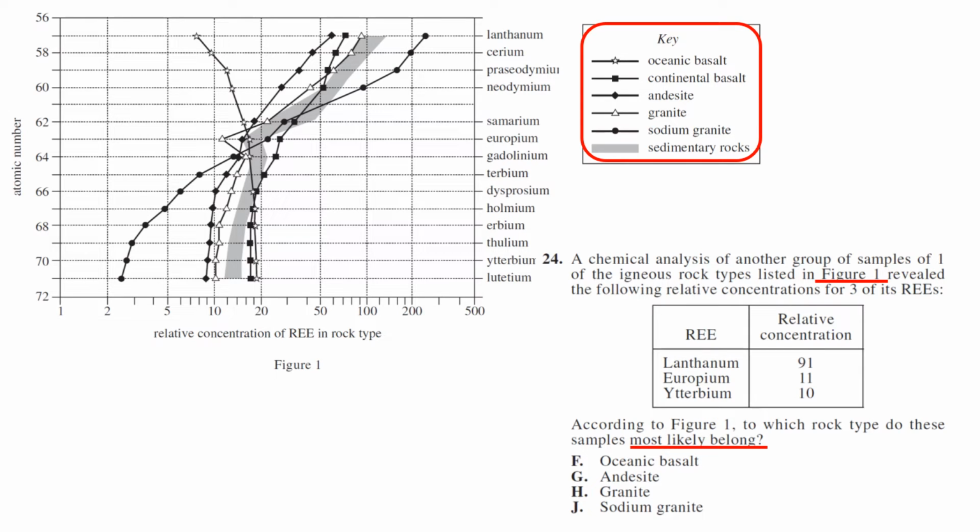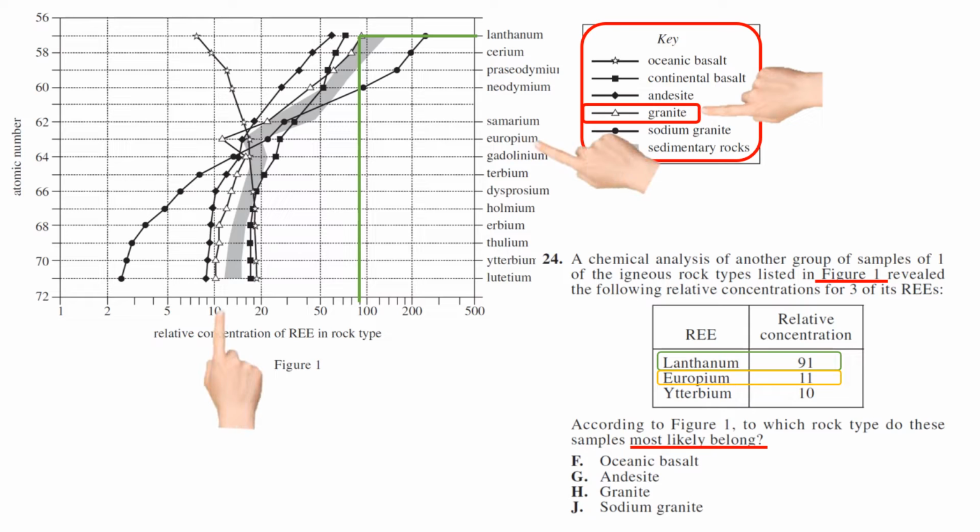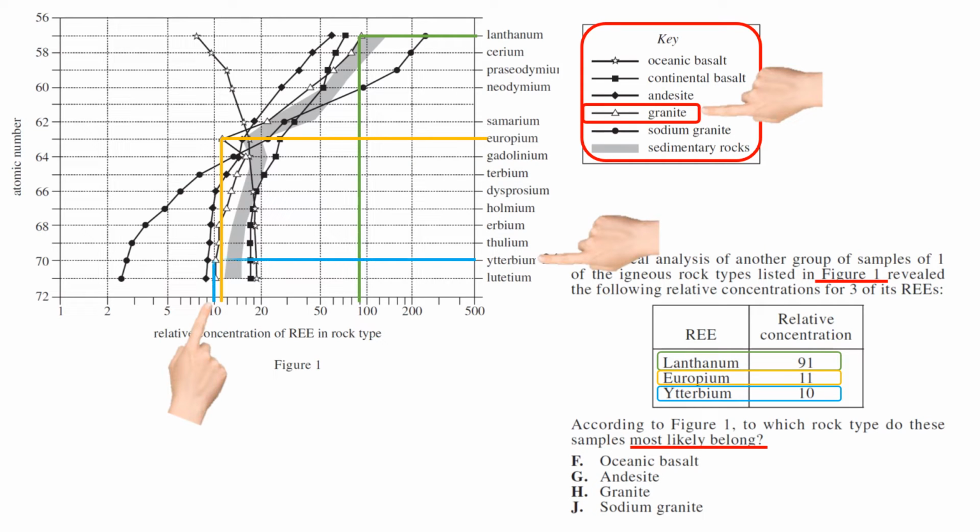So let's start with lanthanum at 91. Lanthanum at 91 is right here, and that looks like it should be granite. It's probably our answer. We see granite as an answer choice at H, we can check the others to be sure. We have europium at 11, so europium 11 also hits granite. Ytterbium at 10, so that also hits granite. So your answer has to be H, granite.